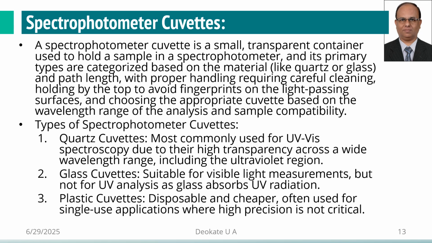and the sample compatibility. There are three types of cuvettes generally we are using in the laboratory: quartz cuvettes, glass cuvettes, and plastic cuvettes. If you are working in the UV range specifically, you have to use the quartz cuvettes. If you are working in the visible range only, then you can go for the glass cuvettes. And many times in the visible range, where the sample may stick on the surface of the cuvettes and may destroy the surfaces of the cuvette, we can go for the plastic cuvettes, which are disposable ones. We can throw out the cuvettes after a single use, but they are not precise.